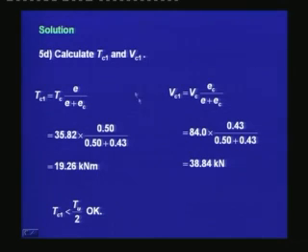From this, we are able to calculate Tc1 and Vc1. Tc1 is the reduced value from Tc. The original value of Tc was 35.8. From this, we get a reduced value. Tc1 is equal to 19.26 kilonewton meters. Similarly, we get a reduced value of Vc1 from Vc. Thus, 84 kilonewtons has been reduced to 38.84 kilonewtons. Here, Tc1 is less than Tu by 2, and hence it is okay.